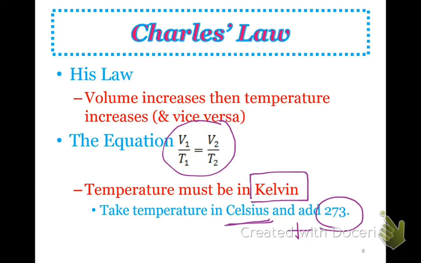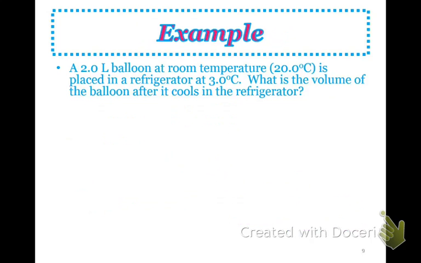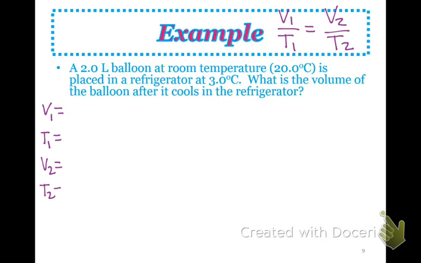So let's just look at some examples of how to use Charles' law. So you have these on your notes that I gave you yesterday. So here we go. So of course we're going to use Charles' law, so we'll write that at the top. So V1 over T1 equals V2 over T2. Okay, and so that means I'm going to need V1, I need T1, I'm going to need V2, and I'm going to need T2.